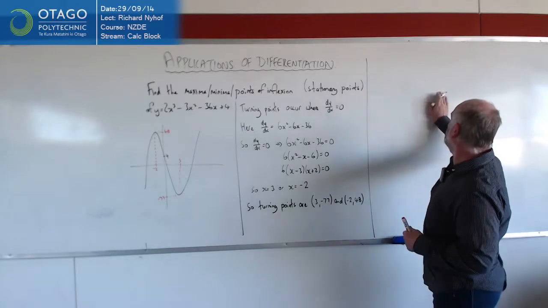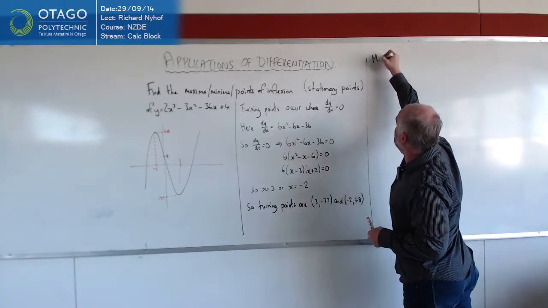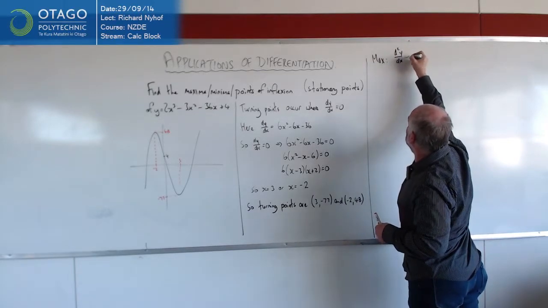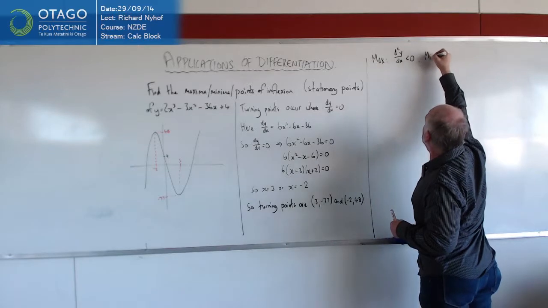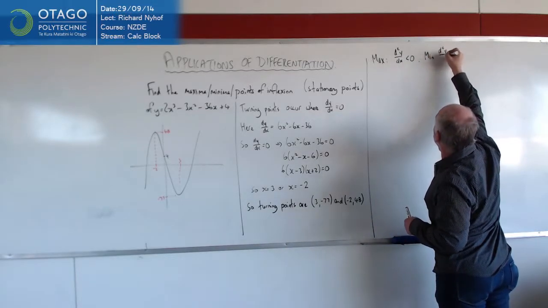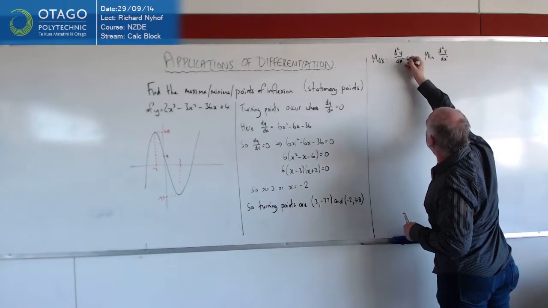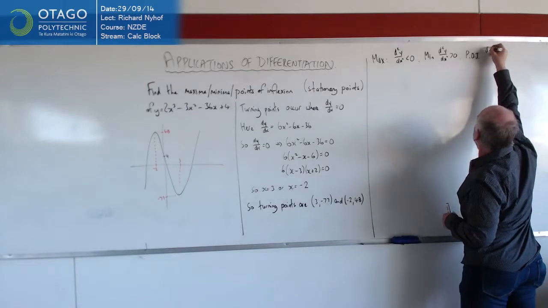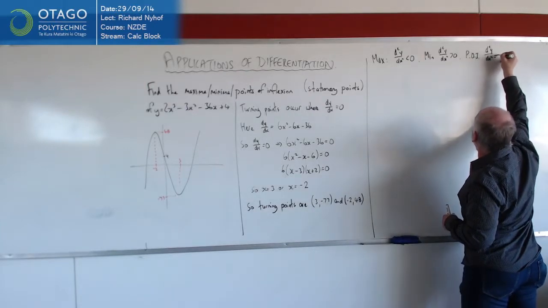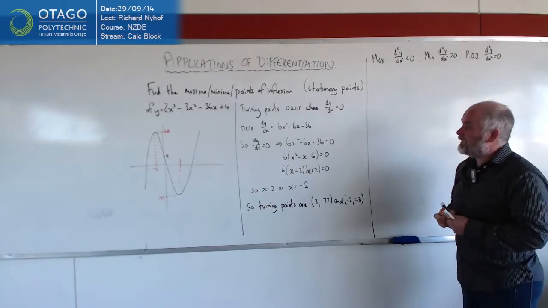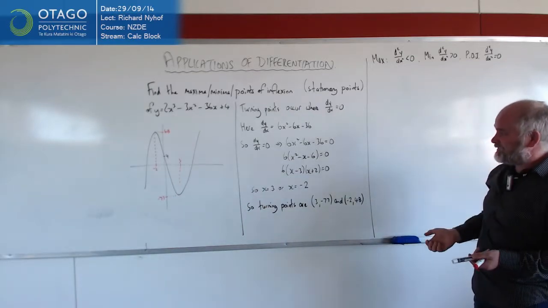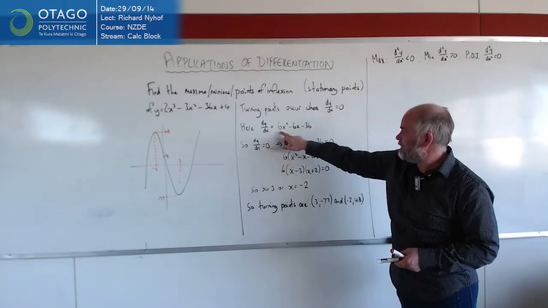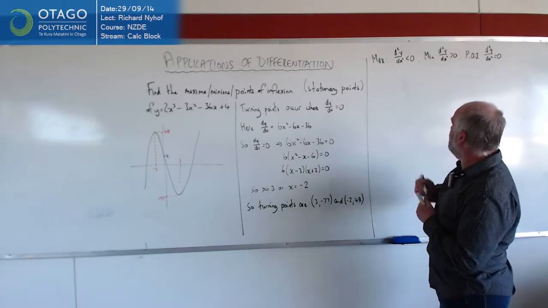If you're not sure, look back at the previous video, but I said that maxima occur where the second derivative is less than 0, minima occur where the second derivative is greater than 0, and points of inflection are where the second derivative equals 0. So the first thing we need is the second derivative, which is just the derivative of the first derivative. So this is our first derivative.